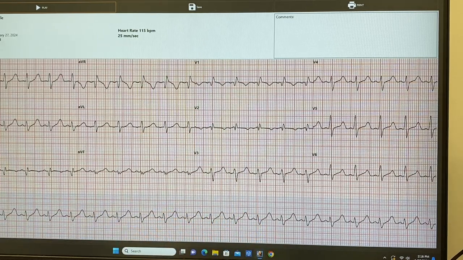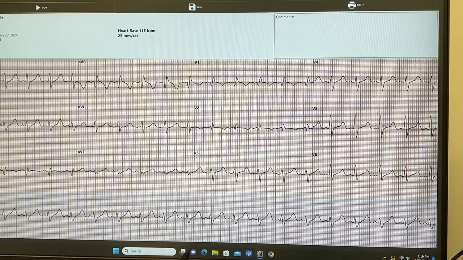So an R and then an R1, otherwise known as your rabbit ears. So rabbit ears, when you hear that word, you associate it with what, Jessica? Right bundle branch block, right? So that's how RBBB looks like in V2, which is the right side.